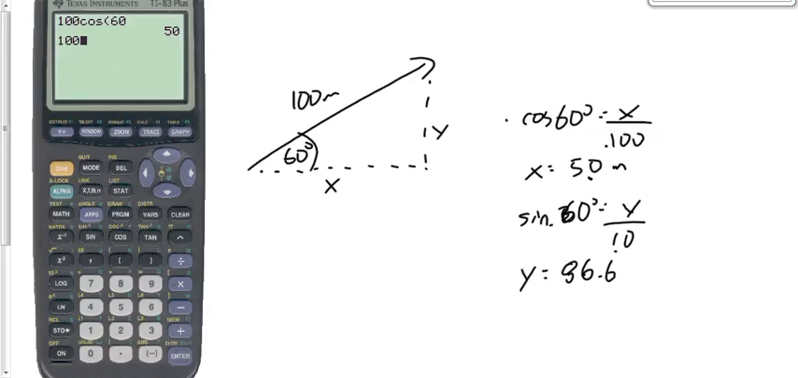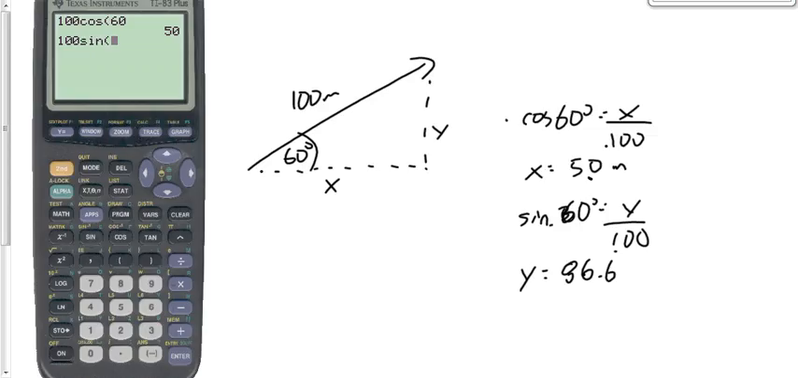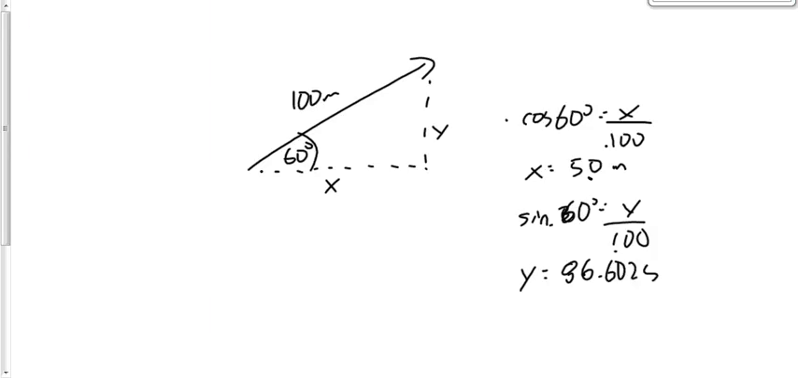Then it's 100 times sine 60, and that's going to give me 86.6025, right?